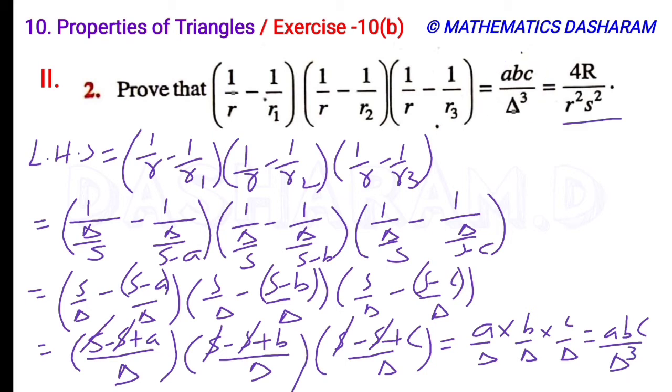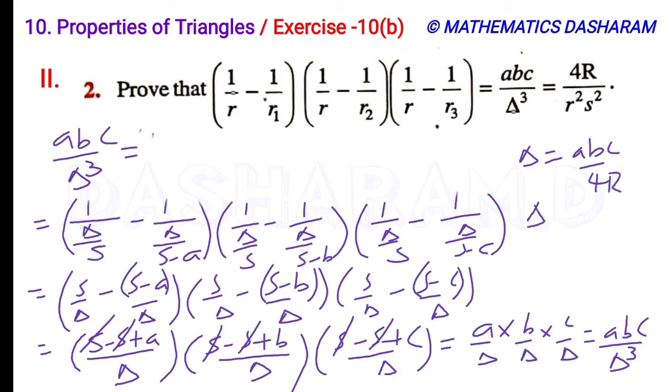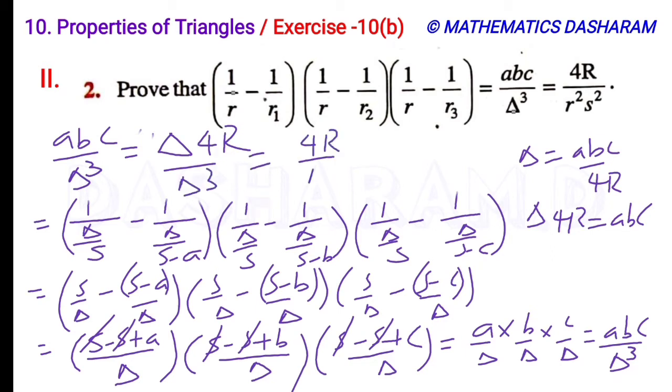Now we have to prove that it equals 4R divided by R square into S square. So ABC divided by delta cube equals to, so we have a formula that is delta equals to ABC divided by 4R, then delta into 4R equals to ABC. So it is equals to delta into 4R divided by delta cube. So here delta will get cancelled. So 4R divided by delta square.